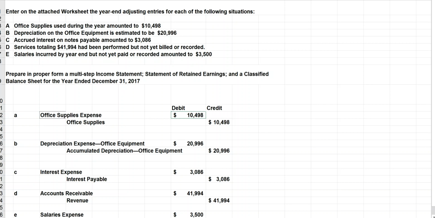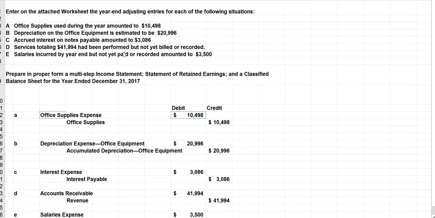Letter C, accrued interest on notes payable amounted to $3,086. This is an example of an accrued expense adjusting entry. We're going to debit interest expense for $3,086, and we're going to credit interest payable $3,086.